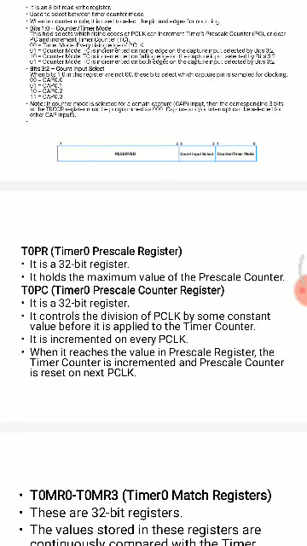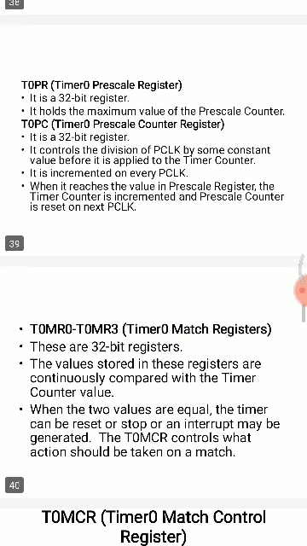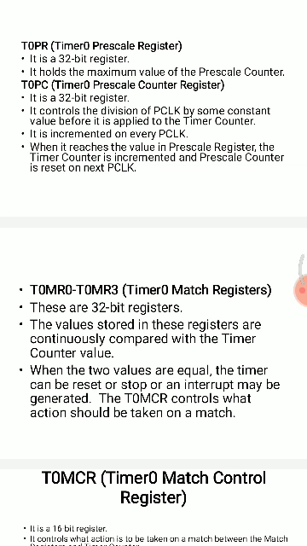The next one is the timer 0 prescale register. The purpose of the prescale register is to hold the maximum value of the prescale counter. The next one is the timer 0 prescale counter register. It is a 32-bit register that divides the peripheral clock by some constant value before it is applied to the timer counter. It is incremented by the peripheral clock. When it reaches the value in the prescale register, the timer counter is incremented and the prescale counter is reset on the next peripheral clock.